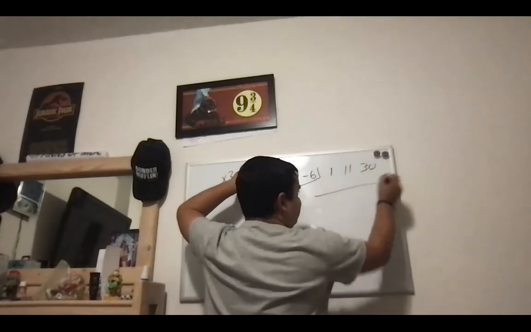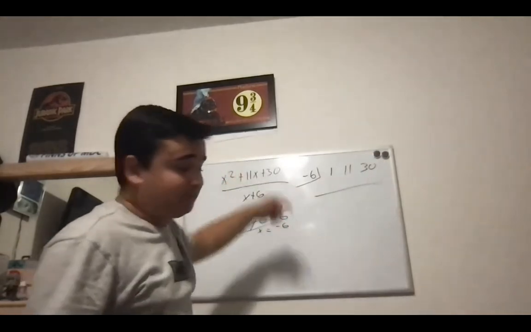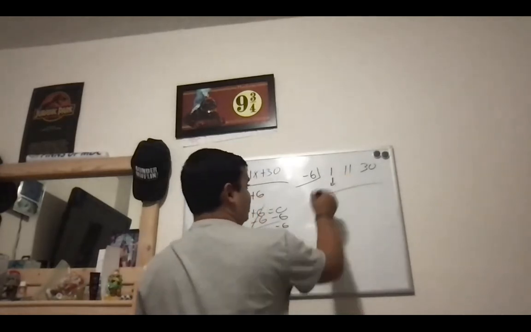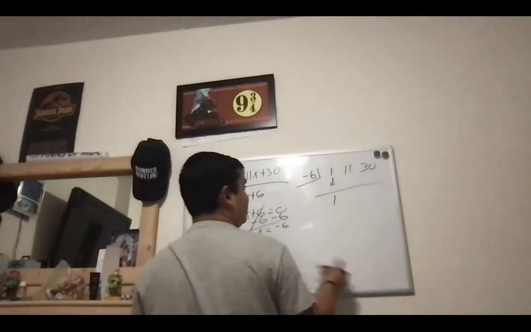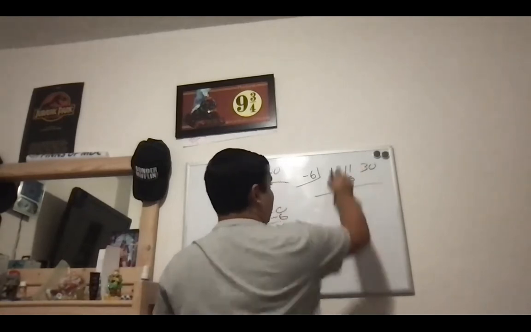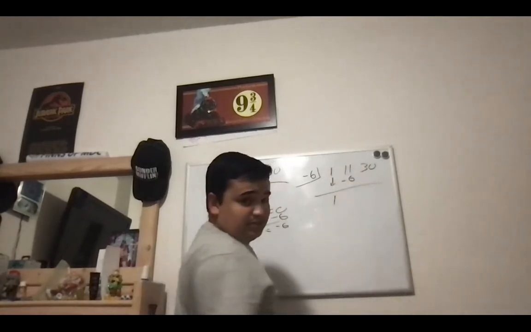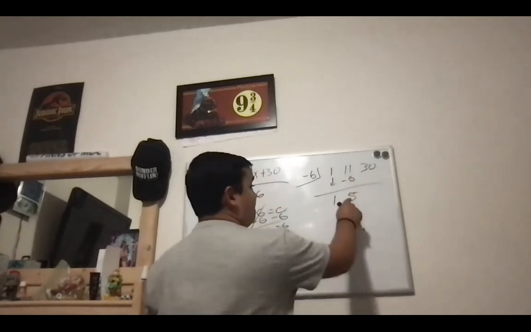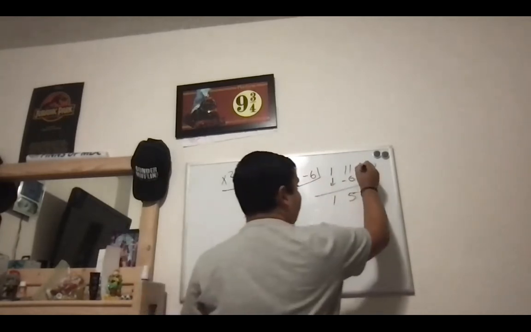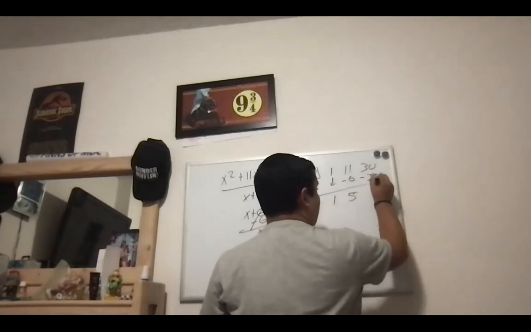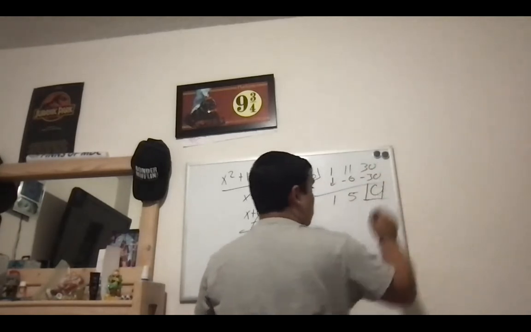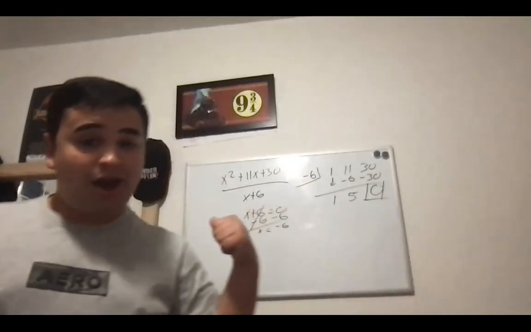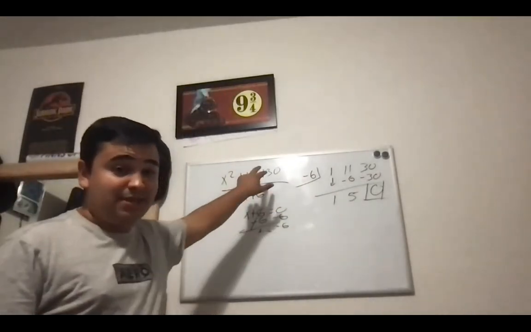So you guys can see this is a little bit faster, a little bit neater, too. Drop that 1 like it's hot. 1 times negative 6 is negative 6 right here. 11 minus 6, which is the same thing as 11 plus negative 6, is positive 5. 5 times negative 6 is negative 30. Boom, checks out. This is 0. We have a remainder of 0, meaning that this is a factor of x squared plus 11x plus 30.